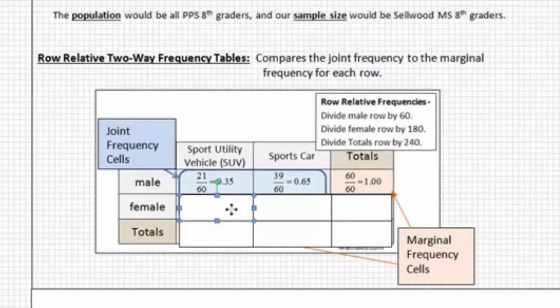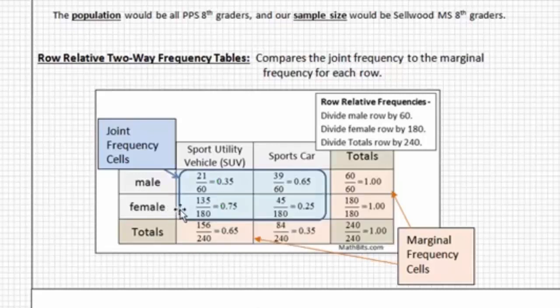And we can do the same with females. In our female column here, we took all the data by SUV and sports cars and we divided it instead of by 60 by 180, because according to our raw data frequency table from part 1, there were 180 women surveyed. So 135 women out of the 180 surveyed liked SUVs. 45 out of 180 women like sports cars, and 100% of the women surveyed are represented in these two joint frequency cells. And then we have it by the totals for each type of car.